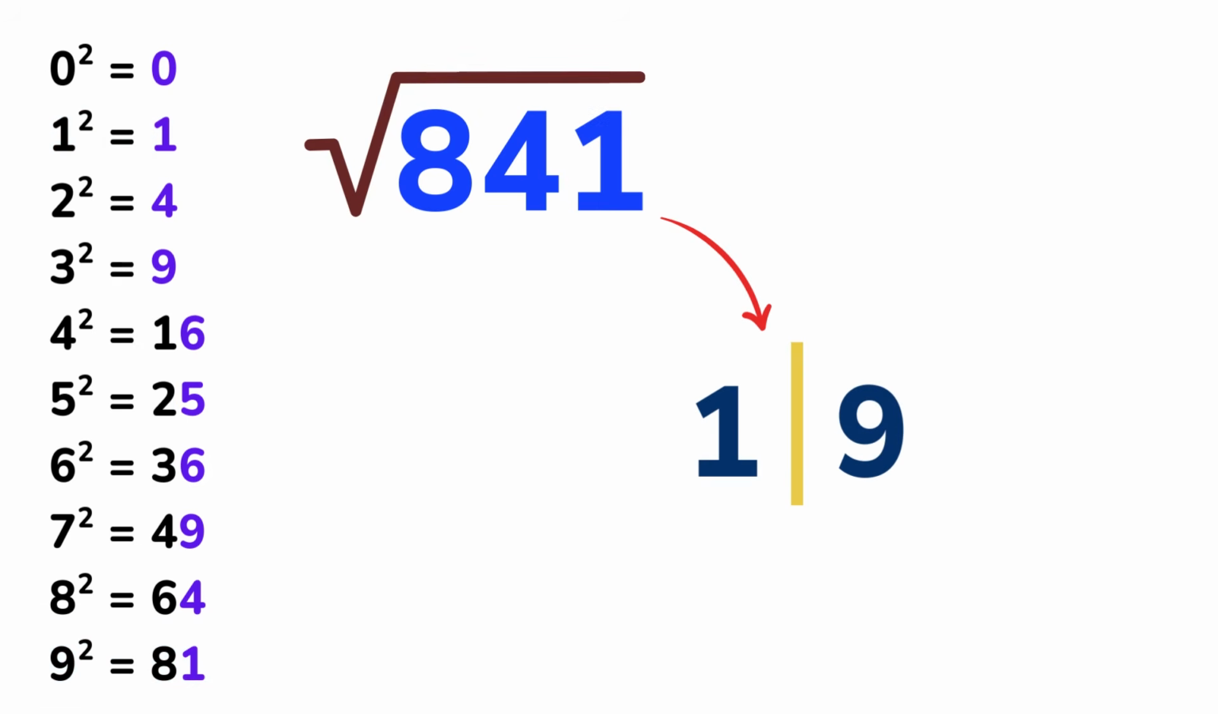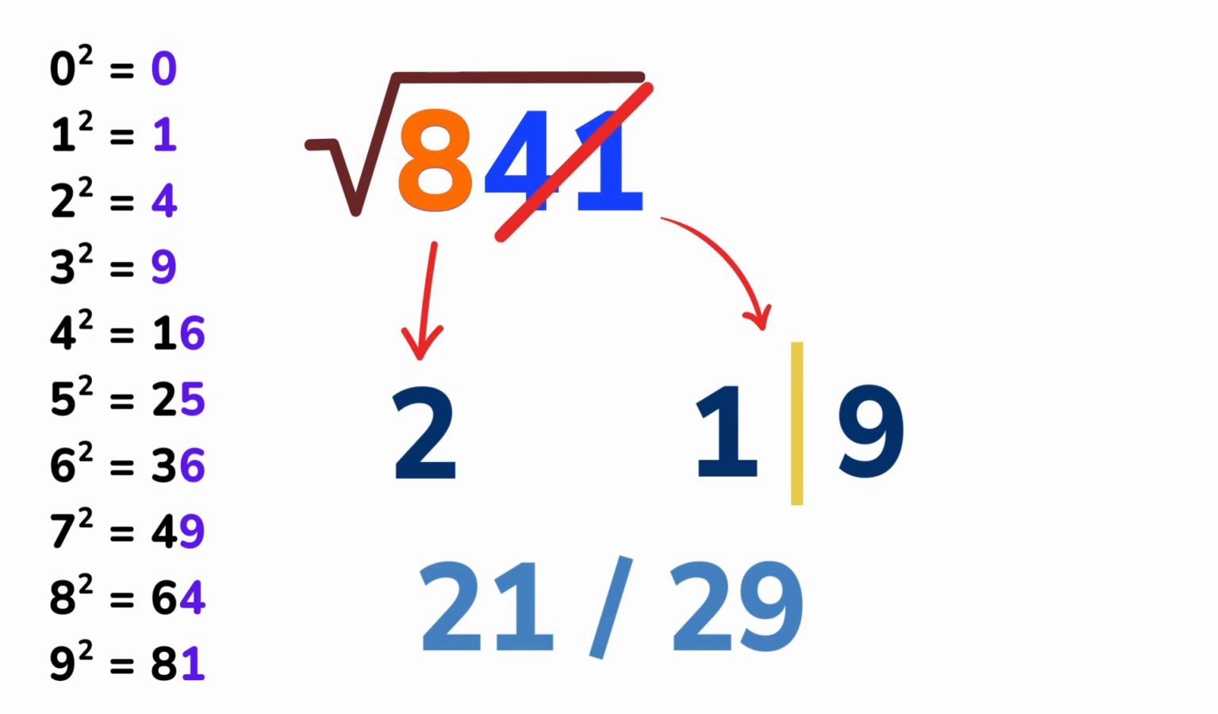Now, as we did before, cross out the last 2 digits. We're left with 8. Again, from the sheet, what's the biggest square less than or equal to 8? That's 4, which is 2 squared. So write down 2. Therefore, our answer will be either 21 or 29.